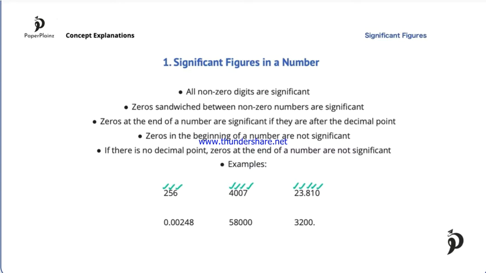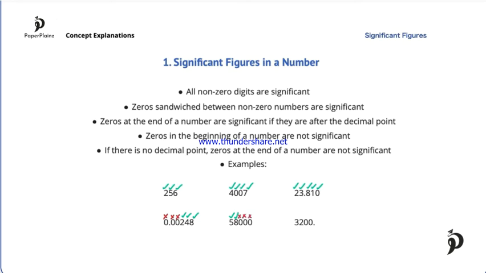However, zeros in the beginning of a number are not significant, so the 3 zeros in 0.00248 are not significant. Because of the first rule, 2, 4, and 8 are significant. If there is no decimal point, zeros at the end of a number, in other words, trailing zeros, are not significant. So in 58,000, 5 and 8 are significant, however, the 3 zeros at the end are not.